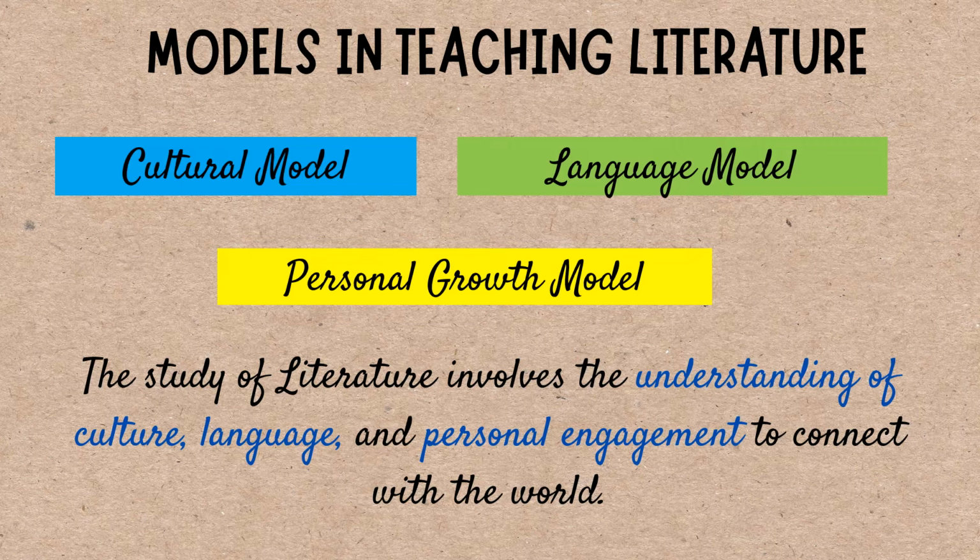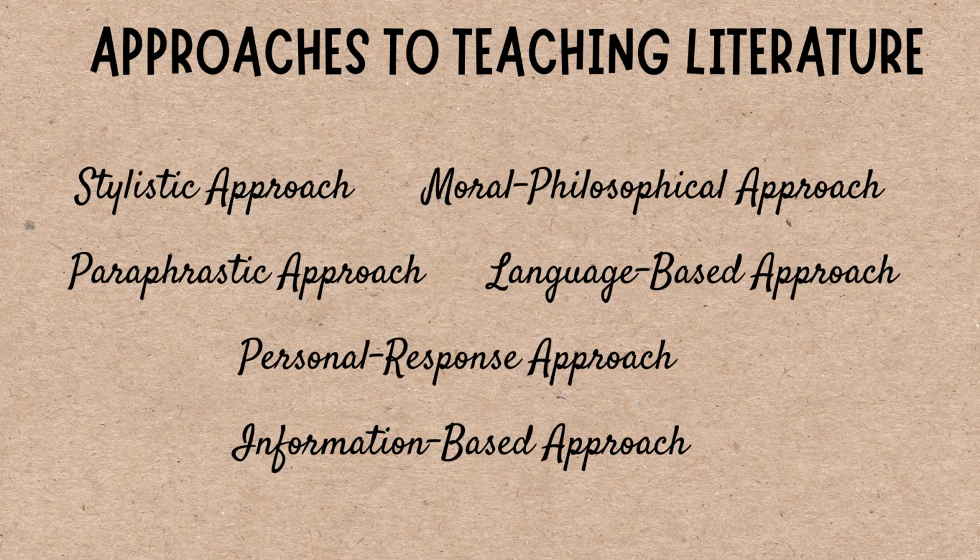Okay, so let's get to know these approaches one by one. But let me just introduce you to them, alright? As if they were your friends, because they are going to be your friends in the future as language and literature teachers. So we have six different approaches to teaching literature: stylistic approach, moral philosophical approach, paraphrastic approach, language-based approach, personal response approach, and information-based approach. Now, these six approaches could be grouped depending on which model they fit into. Alright, but before we get into that, let us first get to know these approaches one by one.